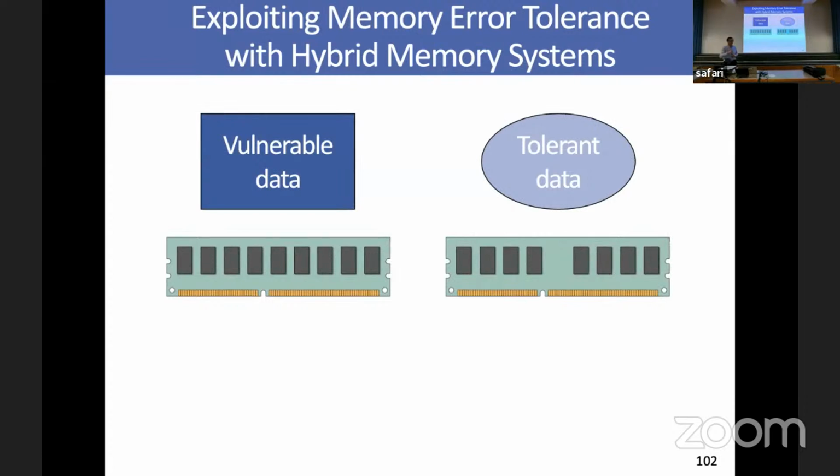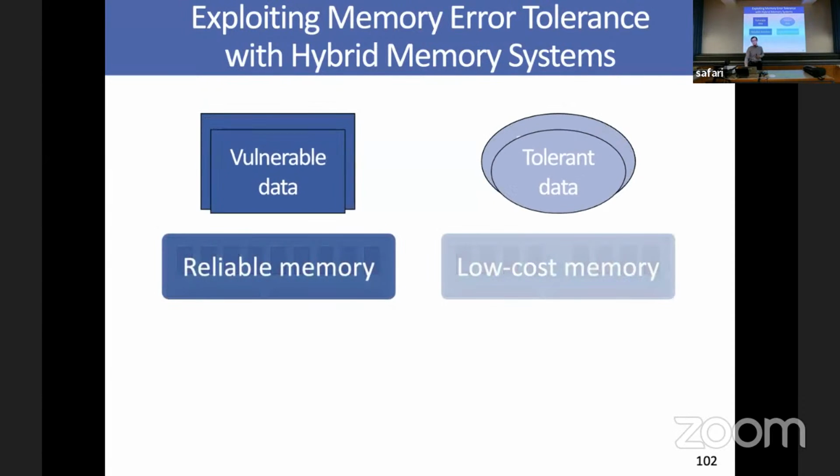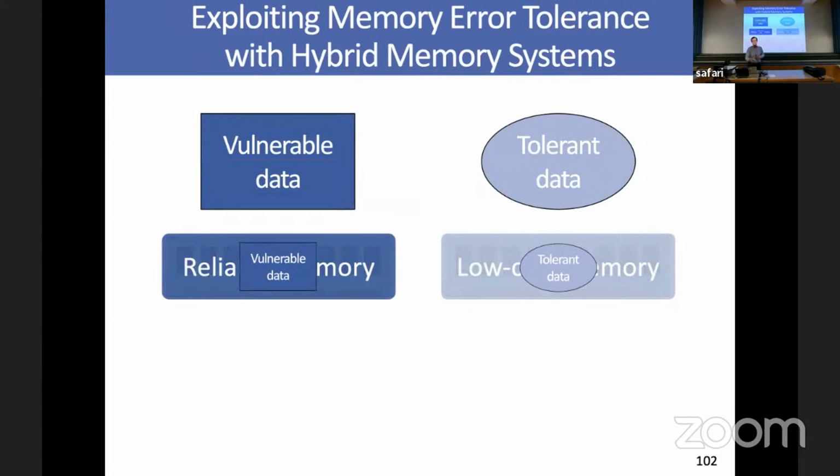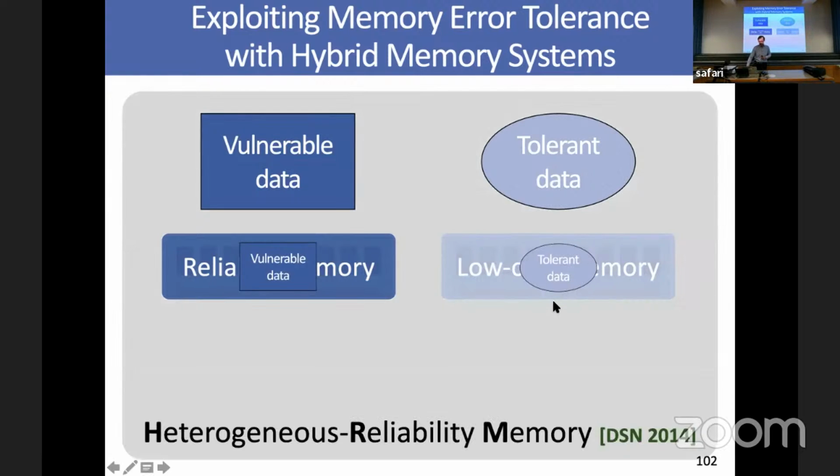Like we did it with Eden. It's not like vulnerable, tolerant. It's not black and white. It could be different error rates, for example, tolerable error rates. Now you can map your data to different types of memories. In this particular case, another example is you can have very reliable memory that's high cost, and you can have not so reliable memory that's low cost, right? And if you do the mapping, you can actually save some things.